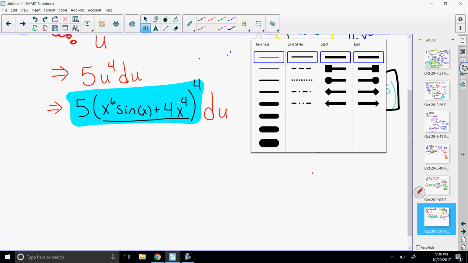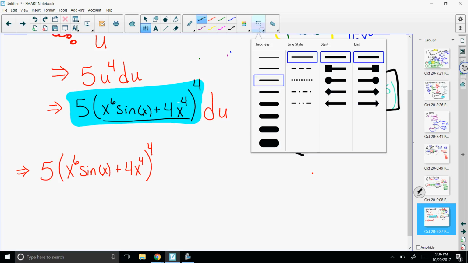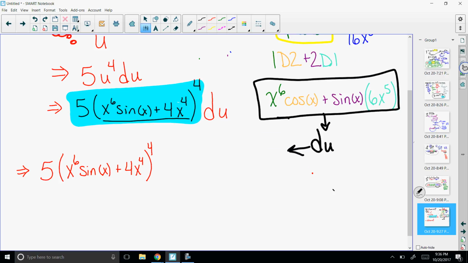I want the derivative of that very beginning expression that we had. So the derivative is going to be 5 times u, that u value we had, which is x to the 6th sine of x plus 4x to the 4th, raised to the 4th power. And then I have that whole du stuff, which is in black right there. I wrote it in black. So now I'm going to bring that du over, but I'm going to keep it all in black so we can keep it separate.